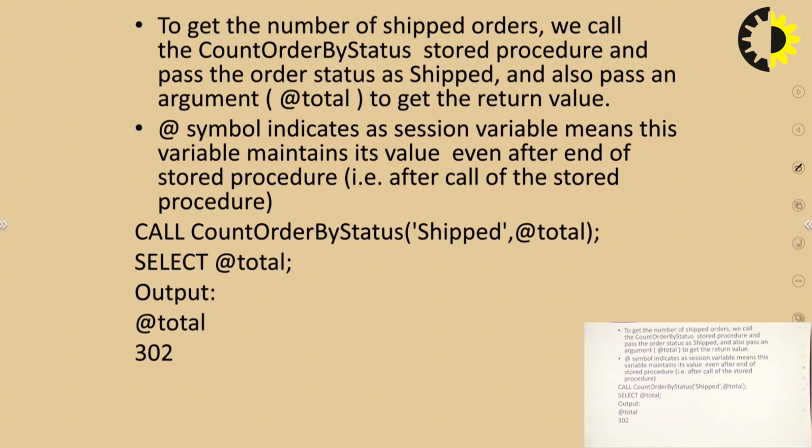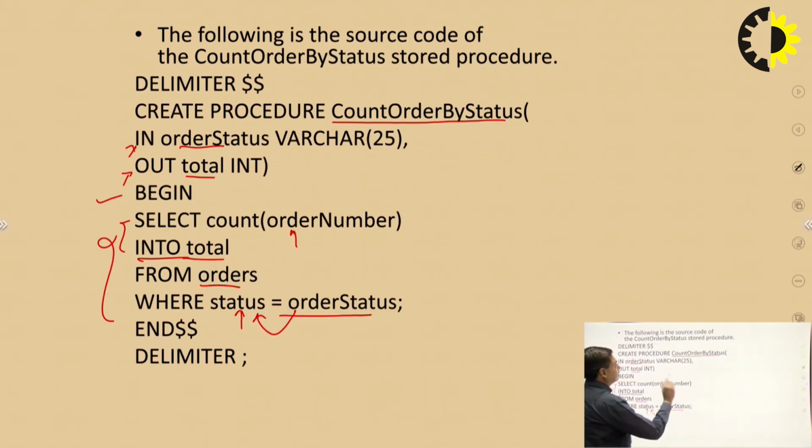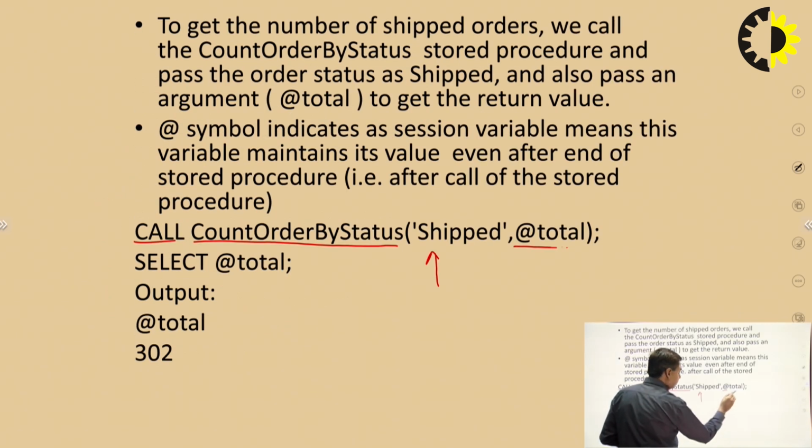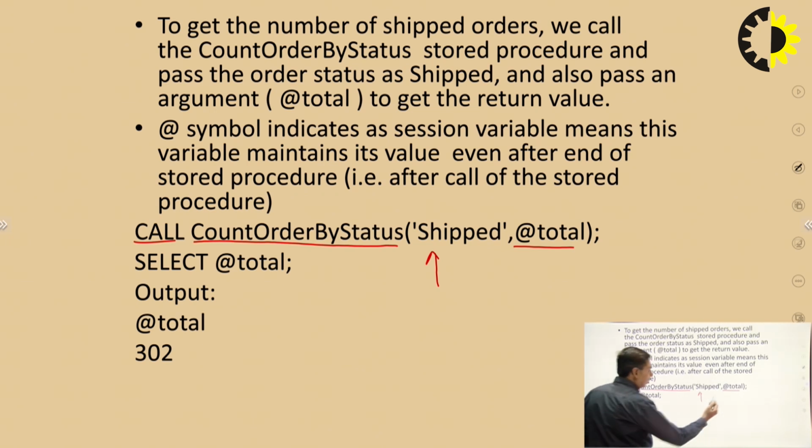See an example: we call the procedure count order by status and pass the order status shipped. It will count the total number of orders that have been shipped. This parameter will be stored in order status, and we are using a session variable so that we can receive the value of whatever modification is done in the procedure. So we are passing one as an OUT parameter and one as an IN parameter.